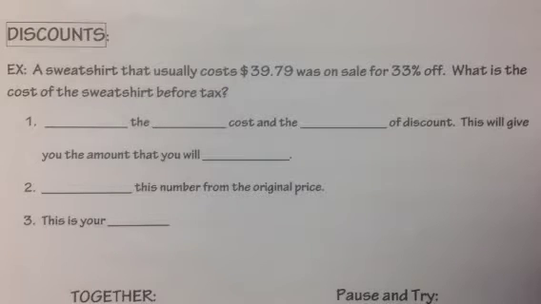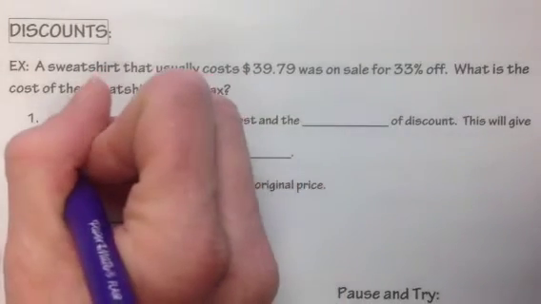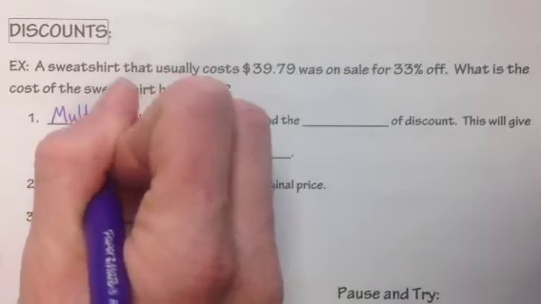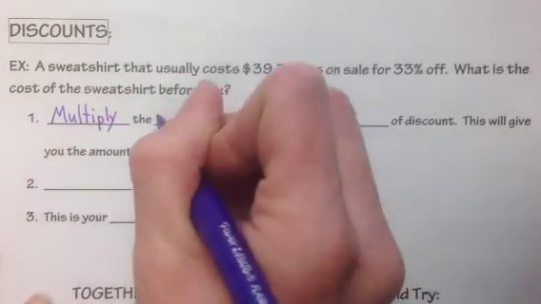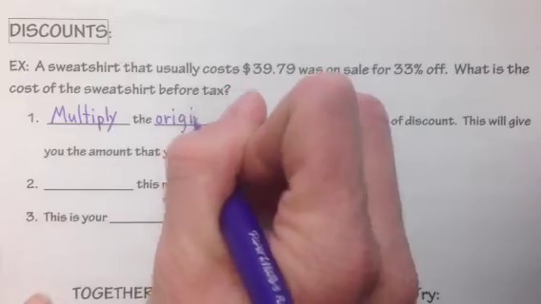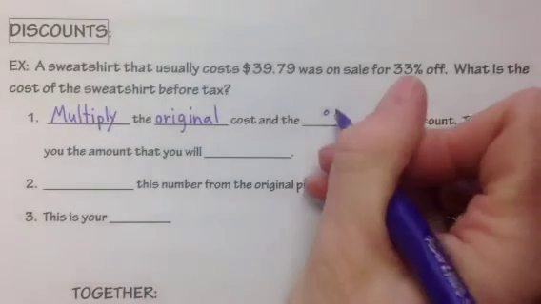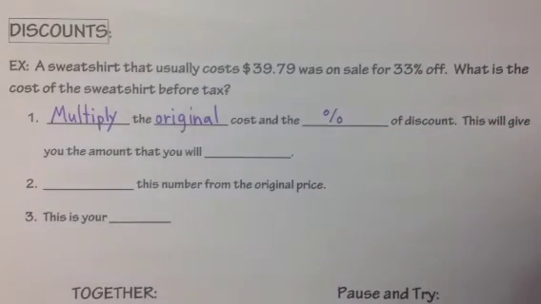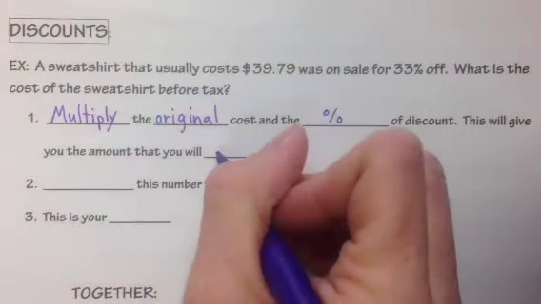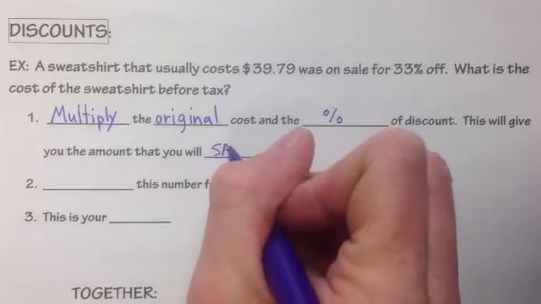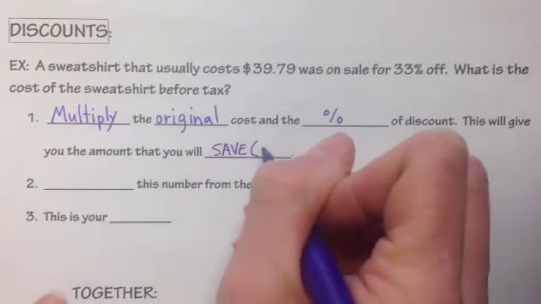Step 1, we are going to multiply the original cost and the percent of discount. This will give you the amount that you will then have to subtract or save. So let's write the amount you will save, which is really the amount of discount.